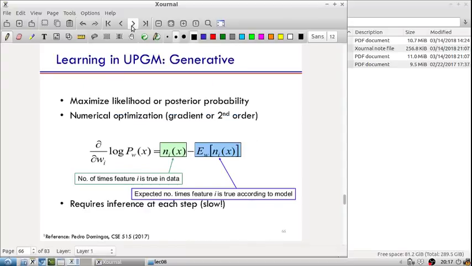If you take that and then take the derivative of the log likelihood. I've not shown the log likelihood explicitly, but you can see in the previous step I had it, so let me just write the log likelihood. Log of p of x would be just the sum over i of w_i f_i of x, minus log Z of the w's.